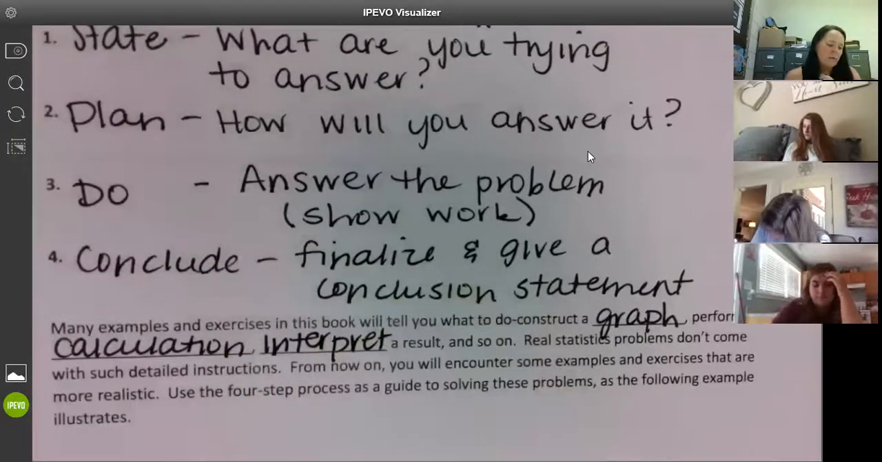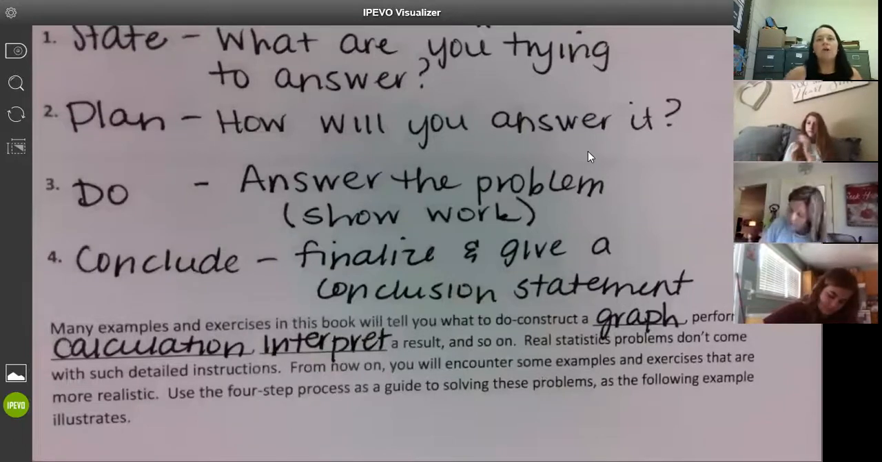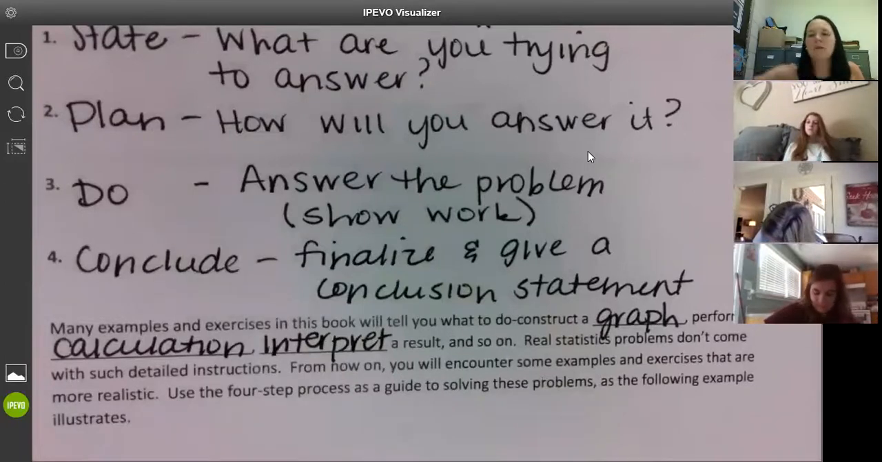Real statistics problems don't come with such detailed instructions. From now on, you will encounter some examples and exercises that are more realistic. Use the 4-step process as a guide to solving these problems, as the following example illustrates. So I have like 6 minutes left on here, but I'm not going to try to push it. So let's go out and come back in, and I will finish that last problem. I don't think it'll take 6 minutes, but just in case.